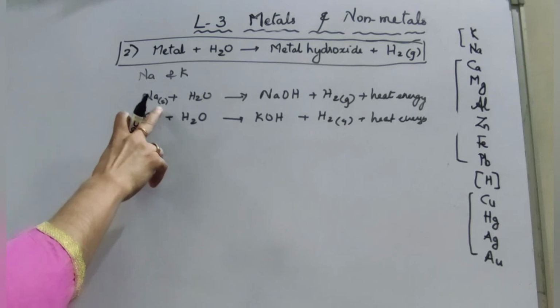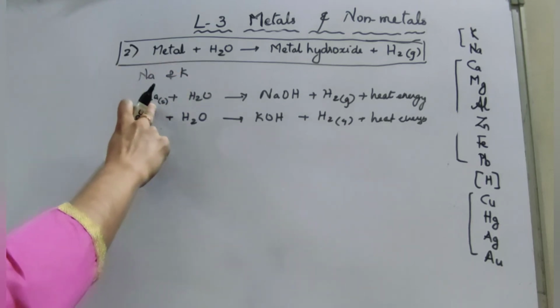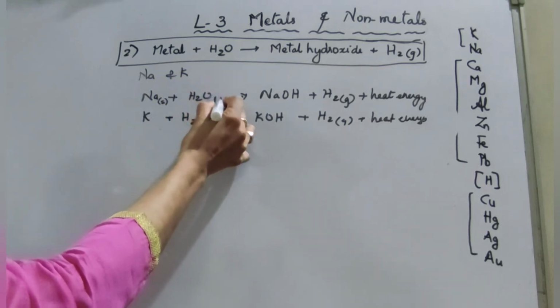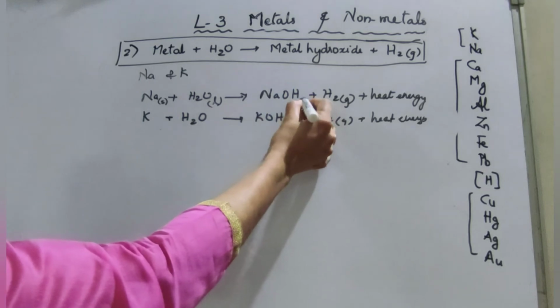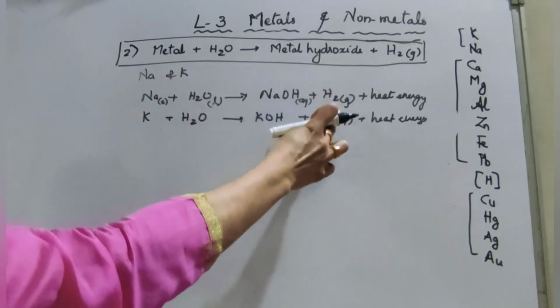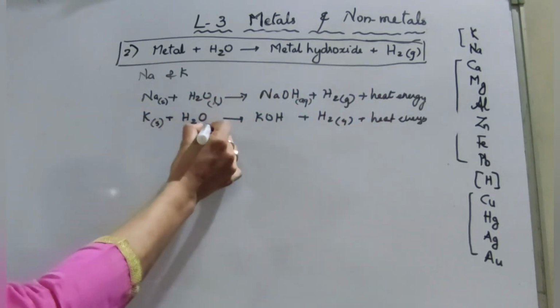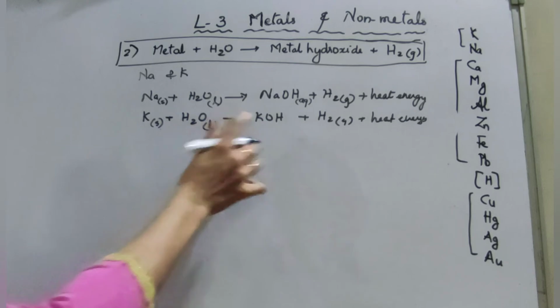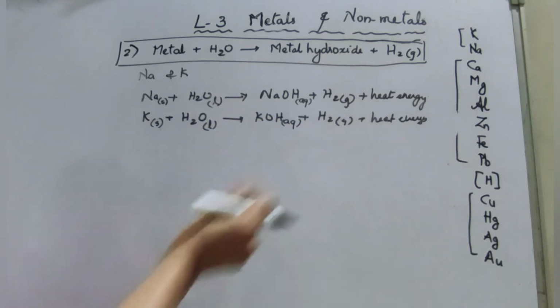What type of metal? It is a soft metal, we can cut it with a knife, we already studied. This sodium reacts with water. Water means in the liquid form, and solid mixed with liquid gives aqueous. Sodium hydroxide is in the aqueous state, and hydrogen gas and heat energy. Same in the case of potassium: potassium is a solid, water is a liquid, potassium hydroxide is aqueous, and hydrogen is a gas, and heat energy.